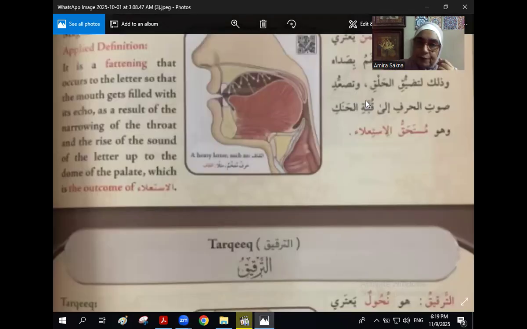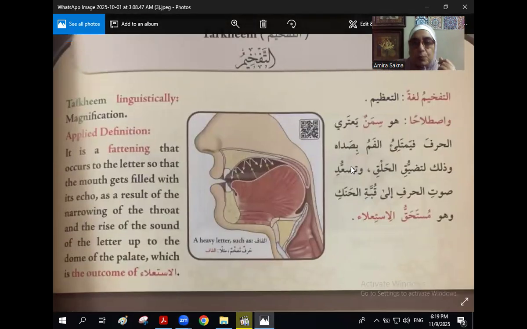Well, first, before I share the video with you, I want you to see this chart. When I pronounce the qaf, it's a heavy letter. The sound is directed to the roof of the mouth, because it's an elevated letter, a musta'liya letter. And we explained about the room. The mouth is like the room, and the dome of the palate is like the dome of the room. Same.